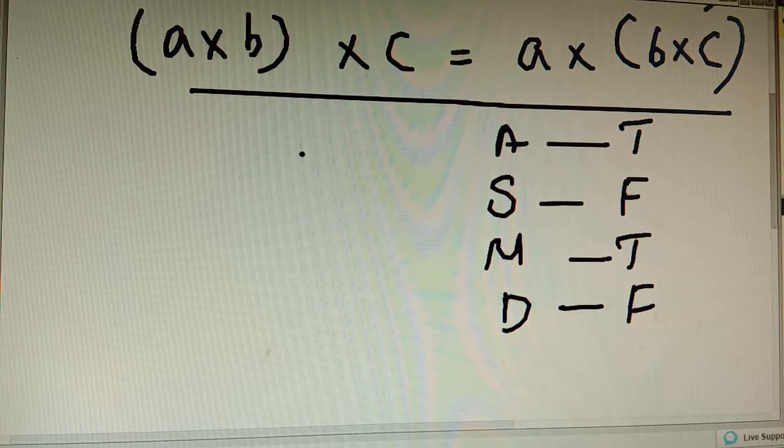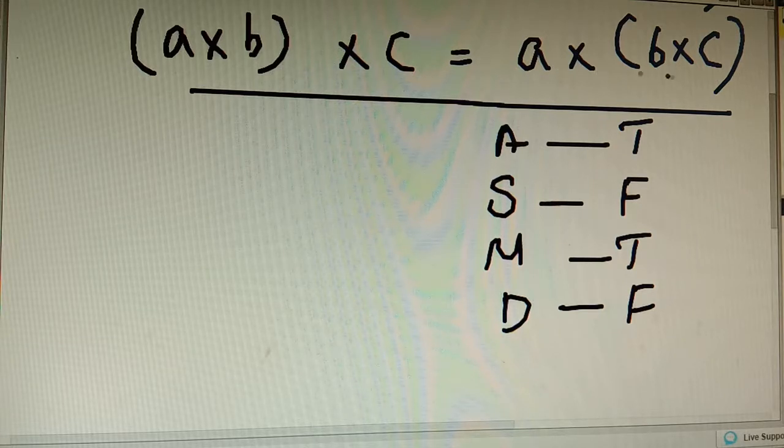Okay, now you can take any three rationals, and by checking we can see every time this property is true in case of addition and multiplication. So we can verify this associative property for any three rationals. Okay, now we can move to the next property, that is distributive property.